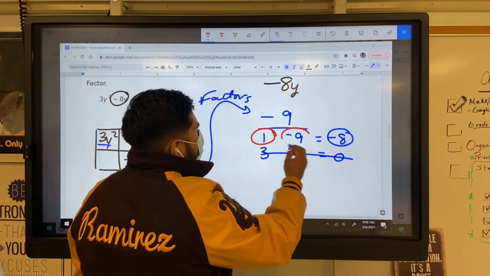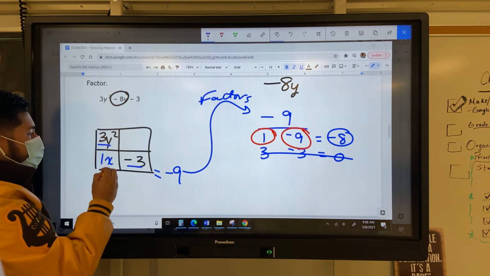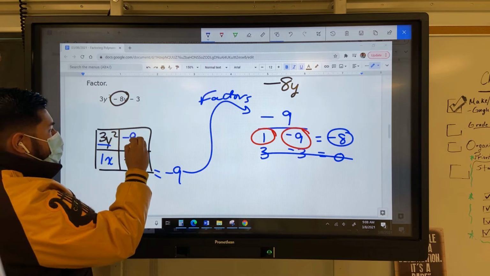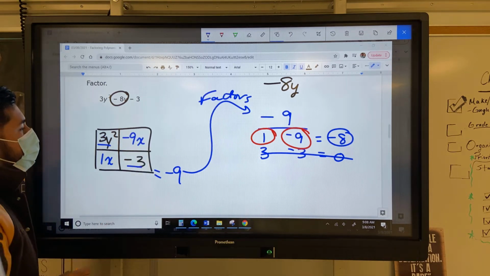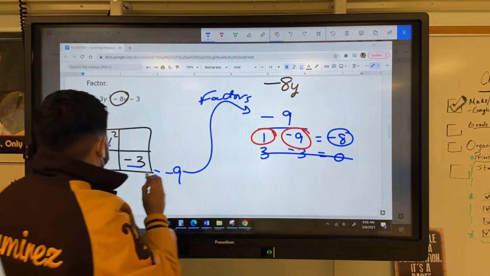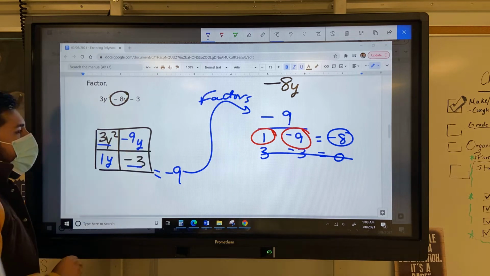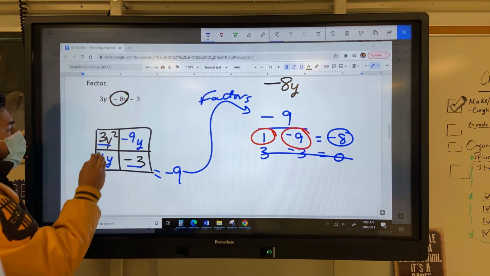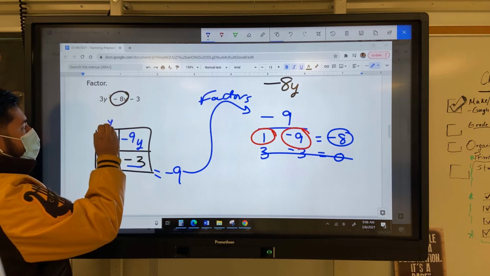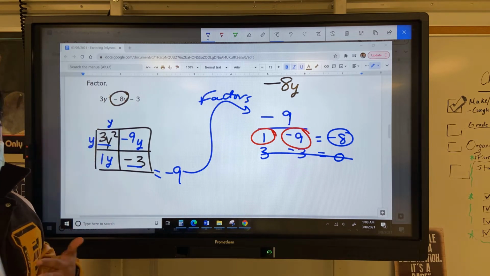So we got my factors. 1y, negative 9y. Oh, I'm sorry, it's not x, it's y. Sorry. y, negative 9y. And now we just start doing the good stuff. Take this y squared, y goes right here, y goes right here. And now we find the greatest common factors.